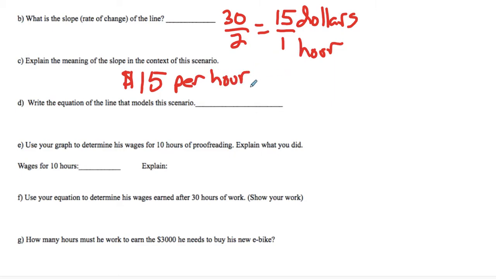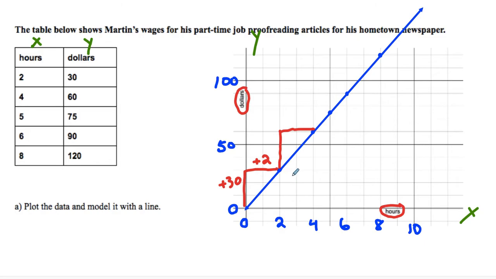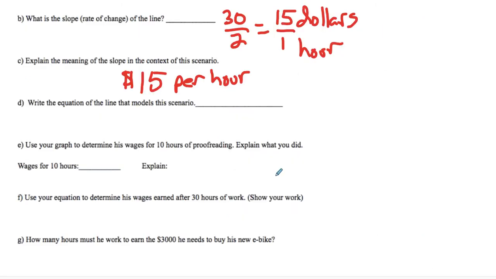That's what it means in this case. Okay. Write the equation of the line that models this scenario. Well, I need two things. I need the slope, which I just found, and then I also need my y-intercept, right? And in this case, it's just 0, which makes sense. Work 0 hours, make $0. So my intercept is actually 0.